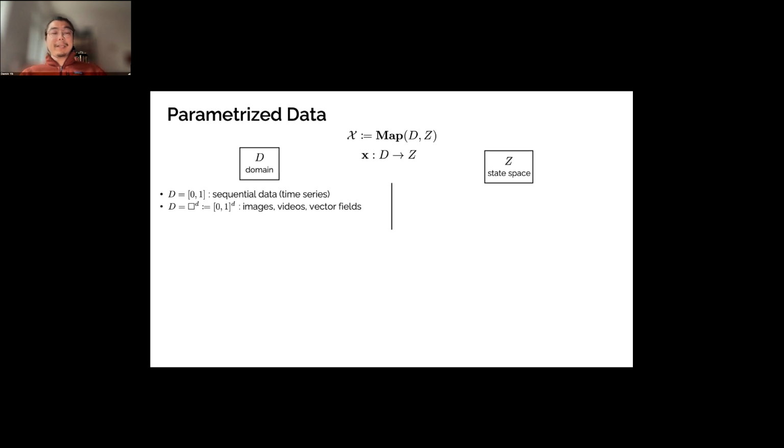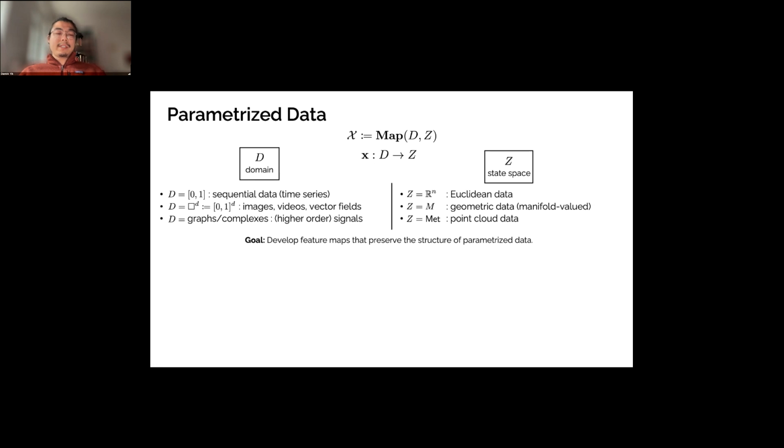The domain could be some unit d-cube. So for instance, if d is equal to 2, this could correspond to images. If d equals 3, then perhaps these are videos we're looking at. We could also have more complicated cases where D is some graph or simplicial complex. On the side of state spaces, we could be interested in just the case of Euclidean data. Maybe our data is geometrically valued, or we could be studying things like point clouds, in which case things like persistent homology would come up.